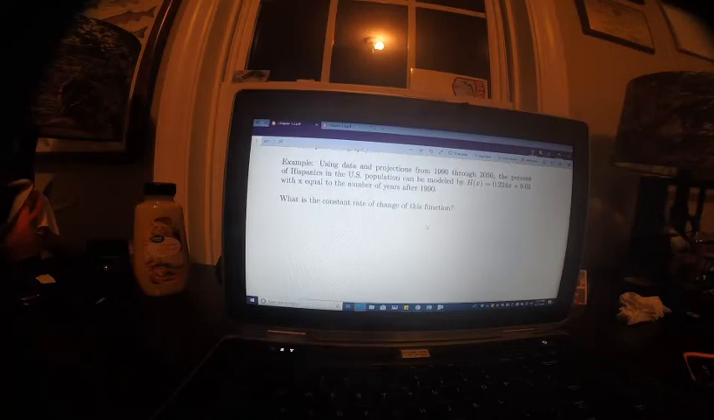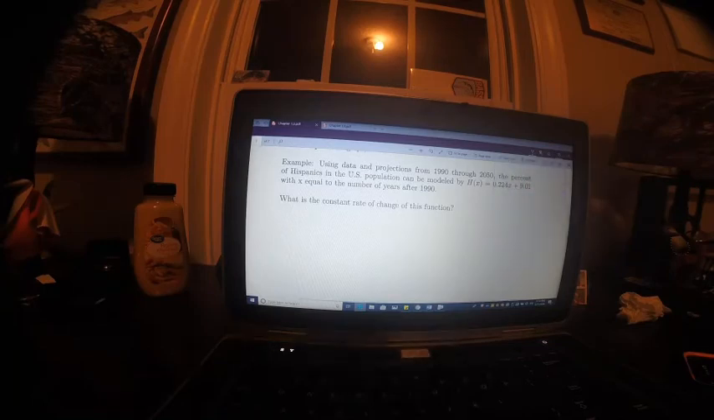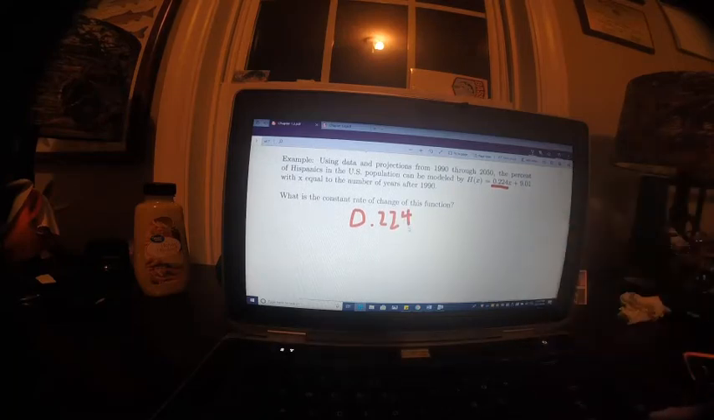I know people are really intimidated by word problems, but this one's really straightforward. It's not asking you to do anything except state what the constant rate of change of this function is. That's the same thing as the slope of this function, which is 0.224. So the answer is 0.224. Don't get caught up in the words. It is important to read through carefully, but a lot of times they might be asking for something really, really simple.